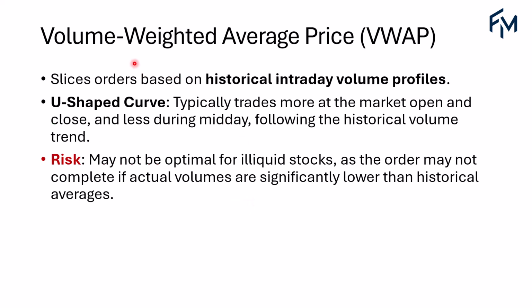Now let's focus specifically on the volume-weighted average price or VWAP algorithm. This strategy works by slicing your total order into smaller pieces based on historical intraday volume profiles. It essentially looks at how a stock has typically traded in the past to decide how to trade it today. Because of this historical focus, VWAP execution typically follows a U-shaped curve.